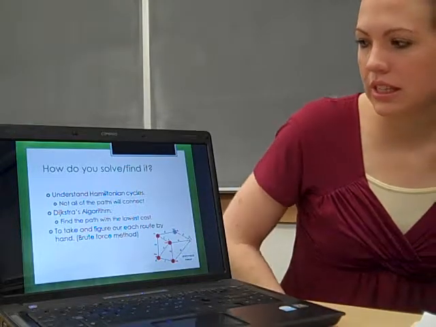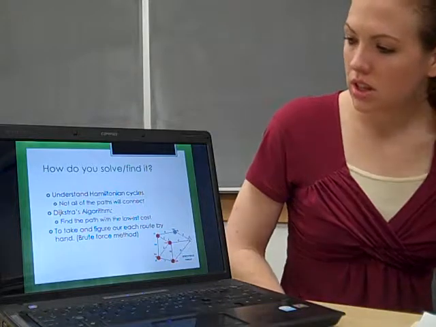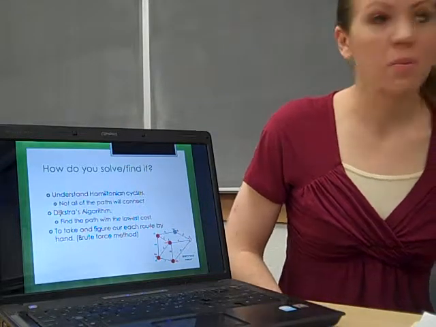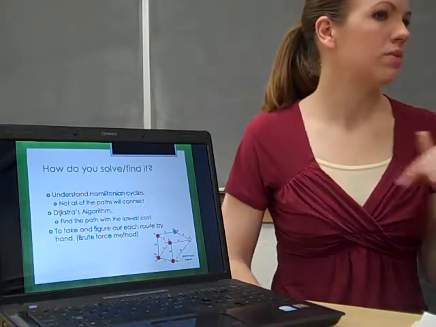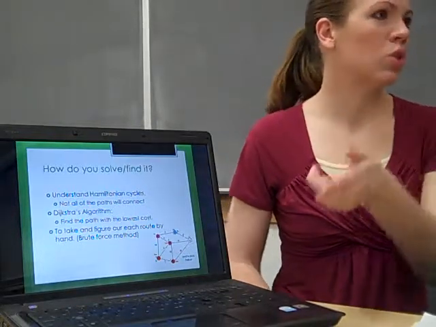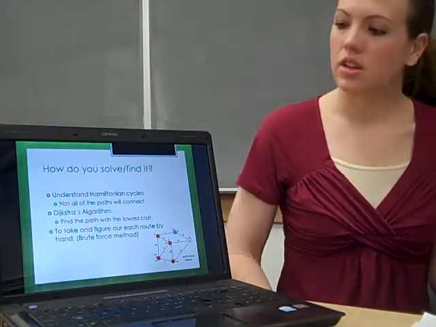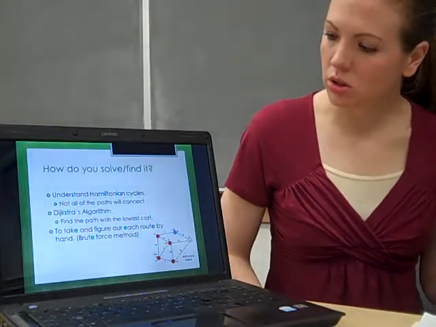How do you solve it or find it? It needs to be a Hamiltonian cycle. It's assessing the distance. Not all the paths necessarily connect to each other, so you can't necessarily go from Seattle to New York, it's assessing, but Seattle can go to other places. And as long as you have a Hamiltonian cycle, you're fine.